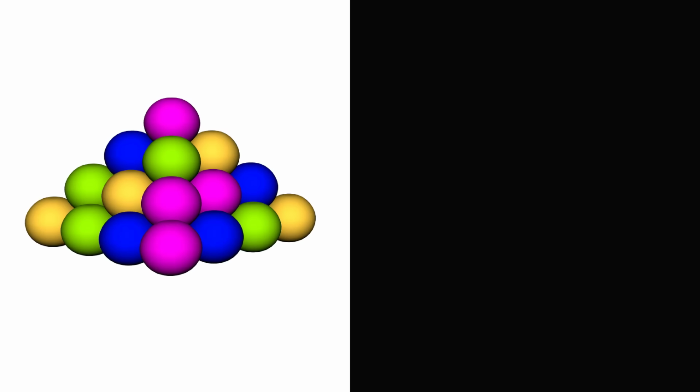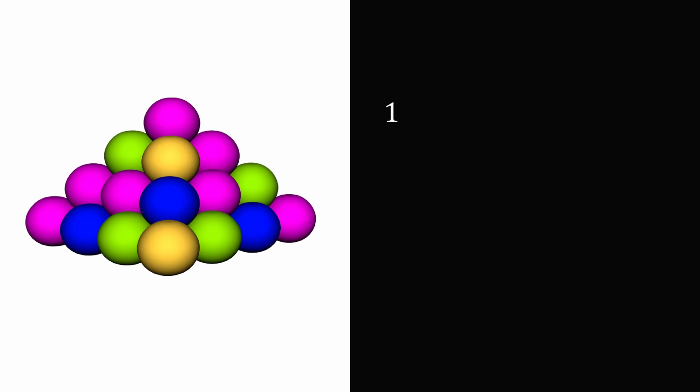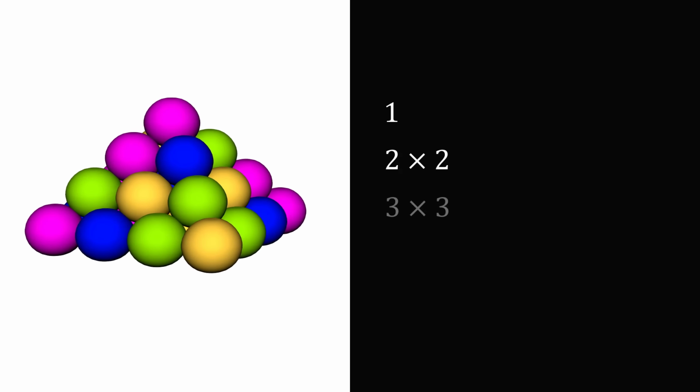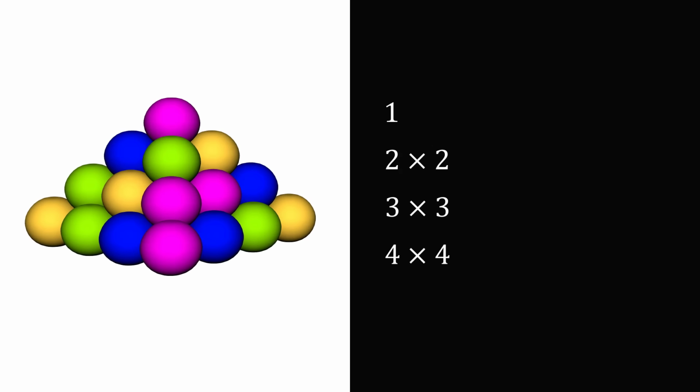So now we know that each layer is a square arrangement of balls. The very top layer will just have 1 ball. The second layer will be 2 by 2. The third layer will be 3 by 3. And finally, the last layer will be 4 by 4. So the total number of balls will be the sum of the squares to 4: 1 squared plus 2 squared plus 3 squared plus 4 squared. And this is equal to 30 balls. And that's the answer.